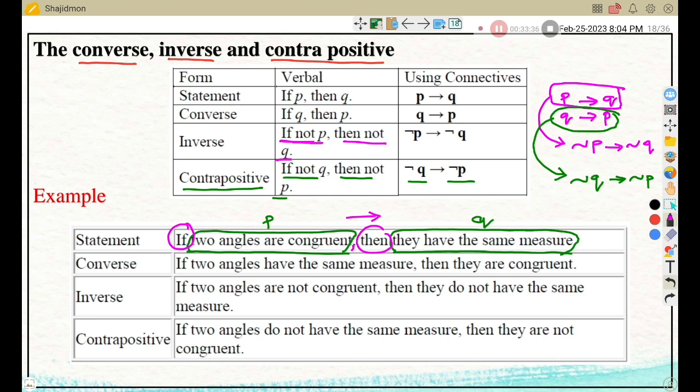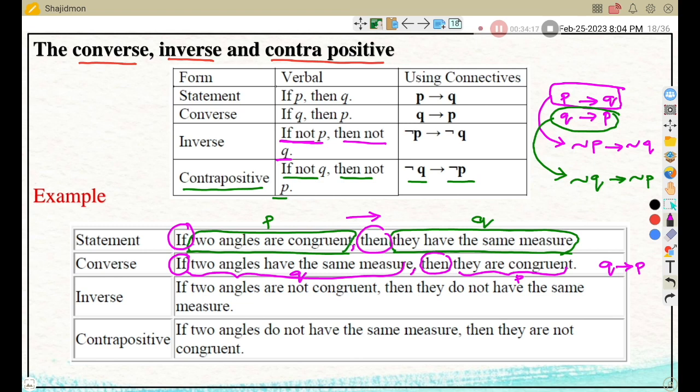Hope you understood. Now how to write the converse of this one? Converse means we need to write Q implies P. First if, comma, then. After if, we write the Q statement: two angles have the same measure. Then you write P: they are congruent. Or we can write, if two angles have the same measure, then those two angles are congruent. That is the meaning of Q implies P. Just reverse the order.